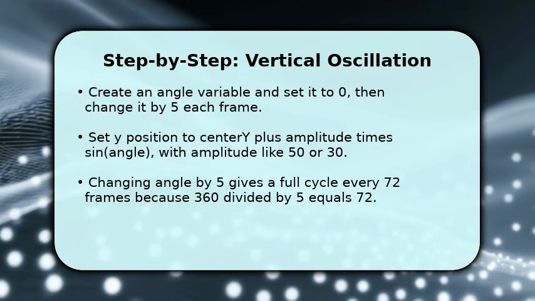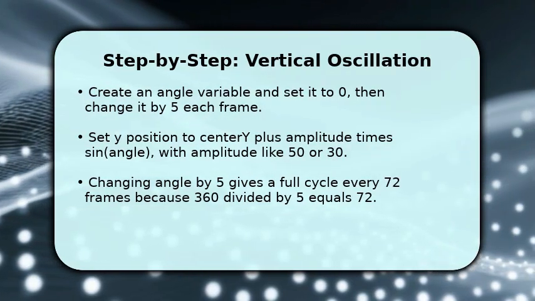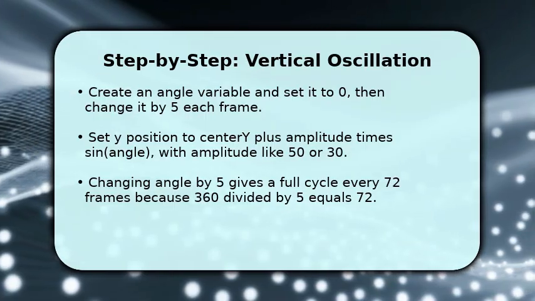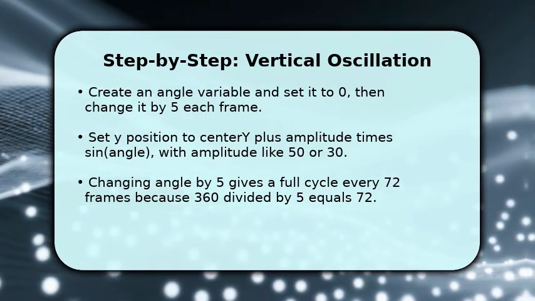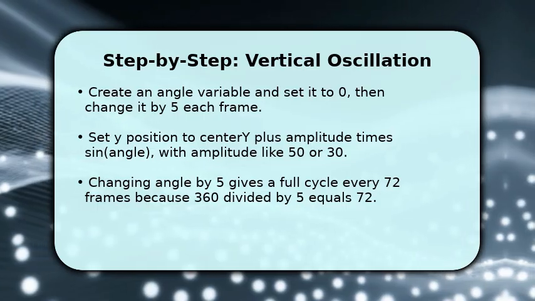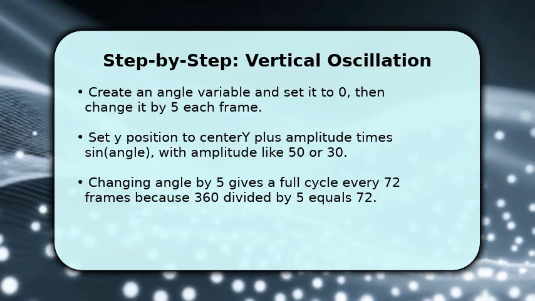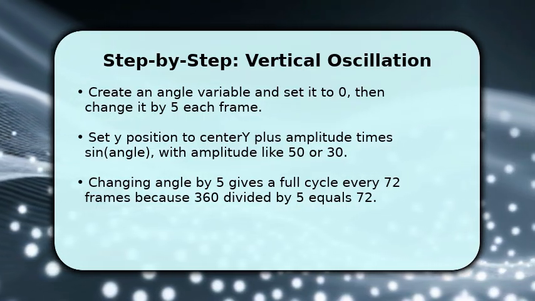Start by creating an angle variable and initialize it to 0 at the program start. Use a forever loop that changes angle by 5 each frame to drive the motion. Compute y as center y plus amplitude times sin of that angle.